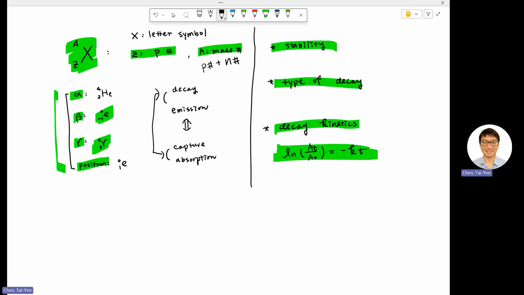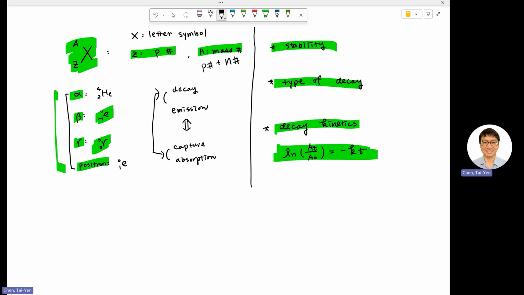Now flip the point. If I say I capture a beta particle, or I absorb a beta particle, then I should put the beta particle on the reactant side of the equation. Once you see that, you can decide the question without any problem. So those are the very important concepts.